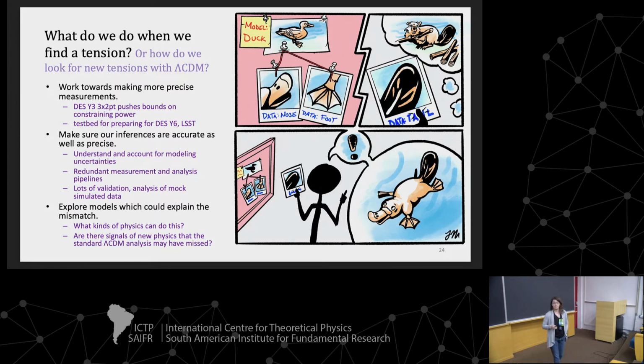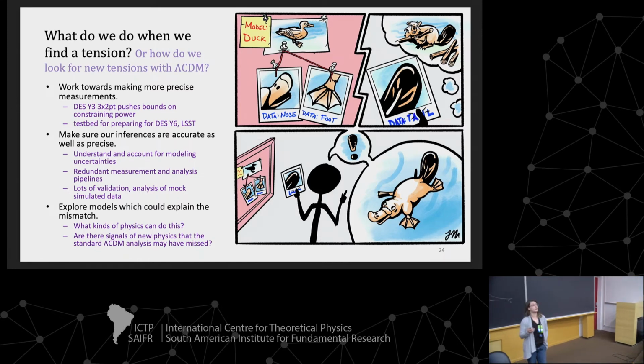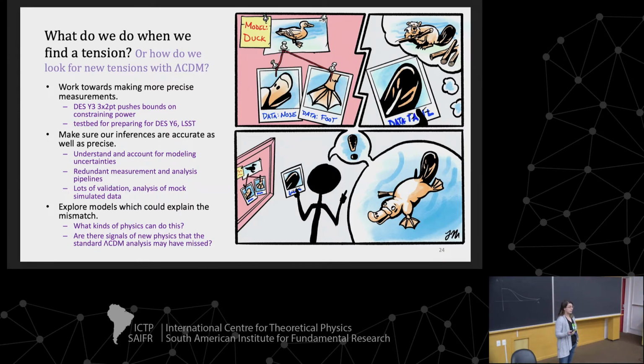We also really want to make sure that we understand different modeling uncertainties, and so this is a place where work between different collaborations, for example between DES and KiDS, which is another current weak lensing survey, becomes really important. And just a lot of validation, making sure you understand how your constraints respond to different contaminations and things that you might expect to affect your data.